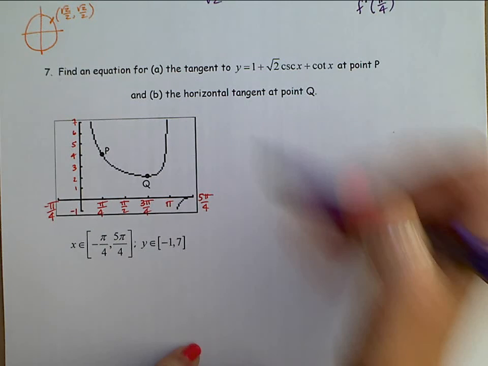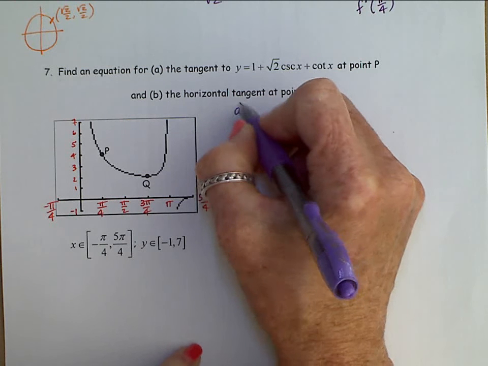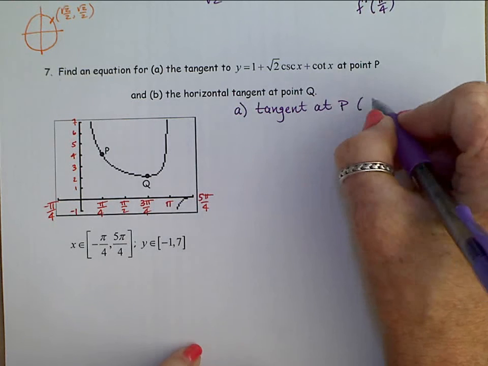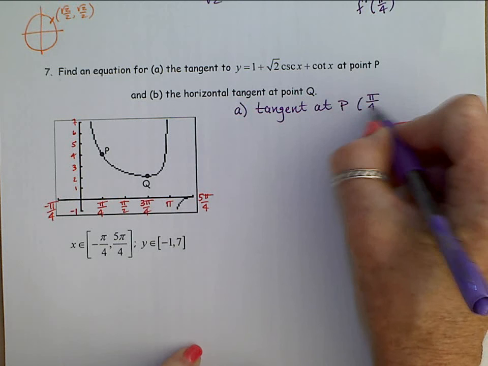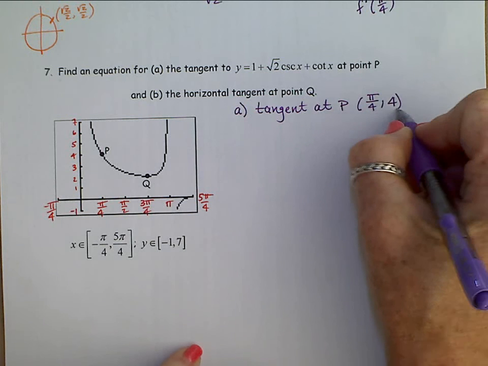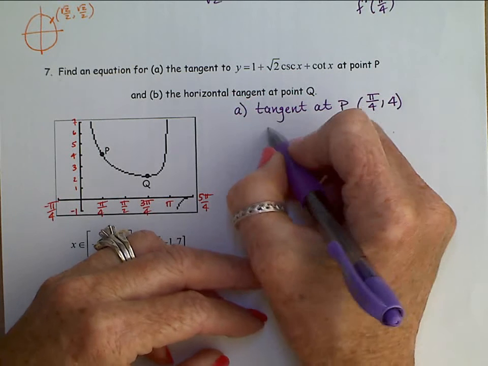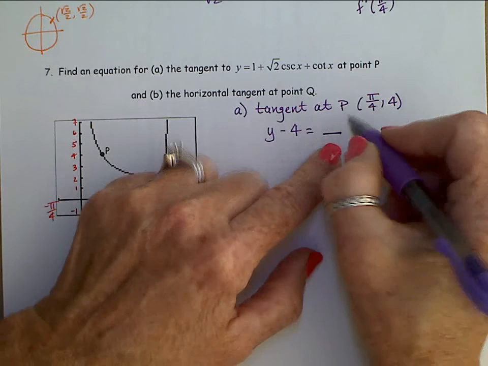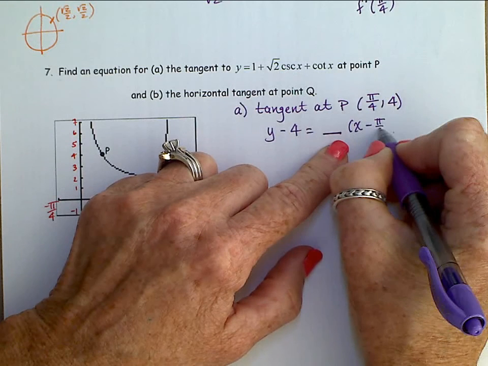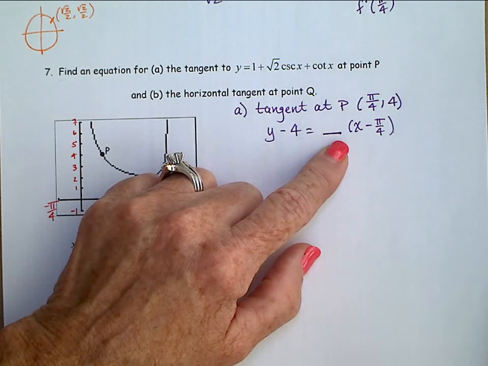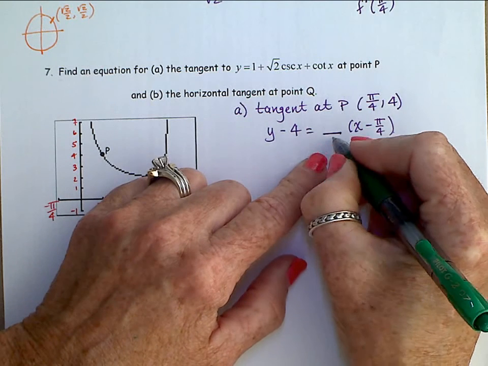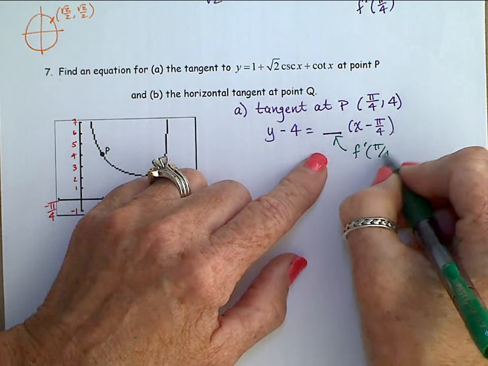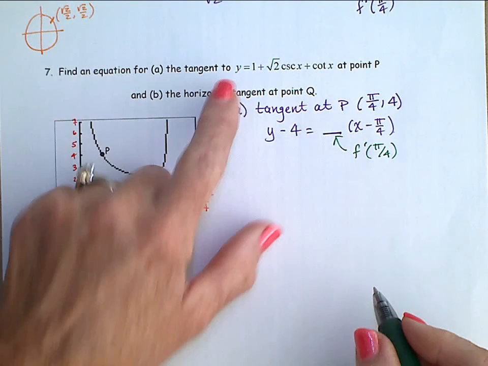So when we want to write the equation of the tangent at P, which we can read the coordinate then as pi over 4 comma 4, when we sub in y minus, okay, we know the y value, 4, is slope, we're going to have to figure that out, x minus pi over 4. Right here is going to be f prime at pi over 4. Let's find that derivative.